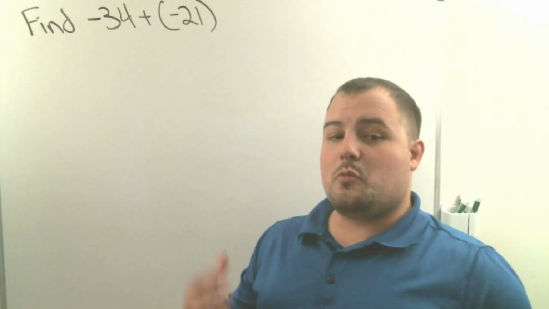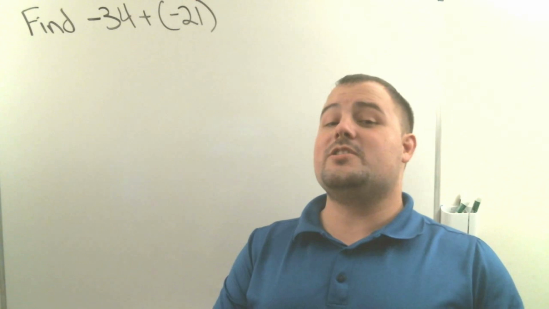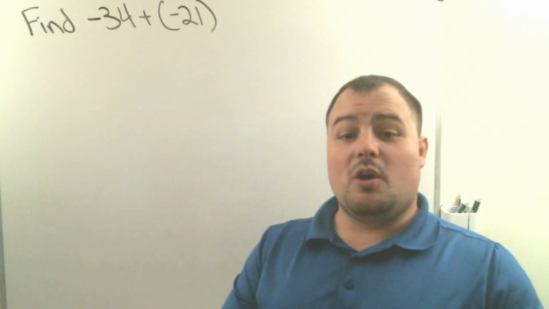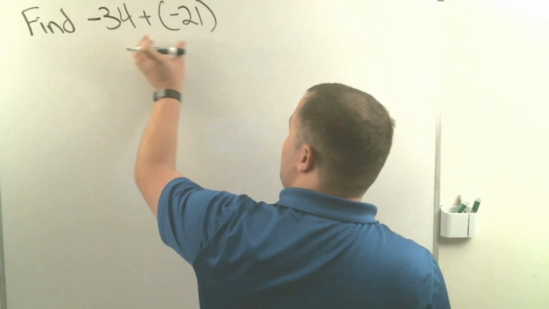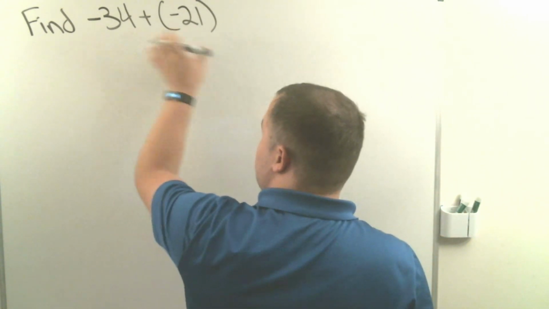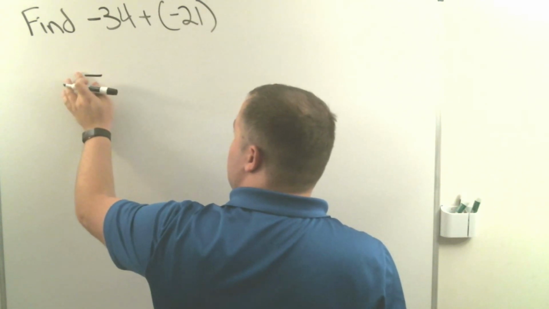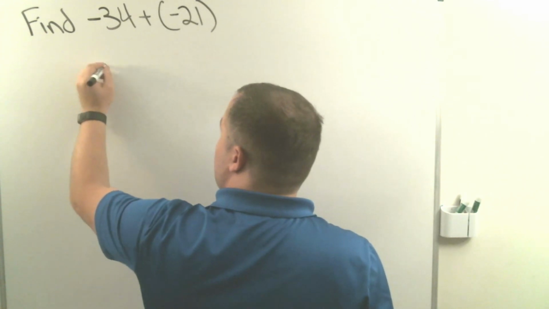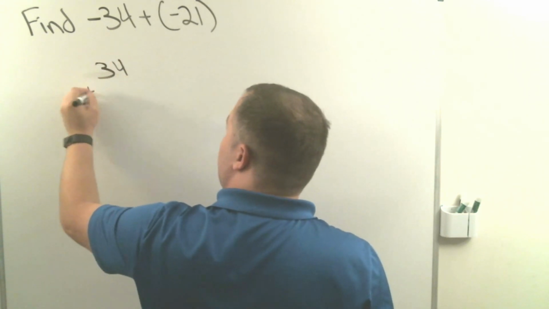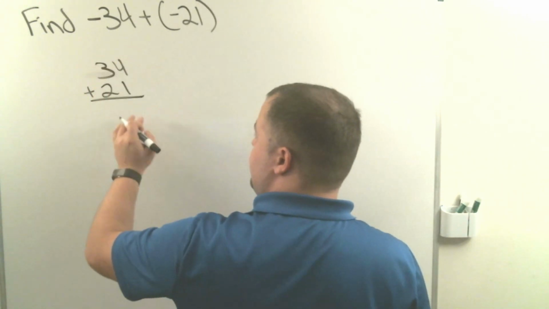Same type of example, we're going to add 2 numbers. If you feel like you can do this on your own, please by all means pause the video, try this question. We're going to go ahead and solve it. So we have a negative 34 plus a negative 21. That's 2 negatives. So we have negative 34, so we're going to write 34 plus 21, because 2 negatives is going to make a bigger negative, so we can add these together.